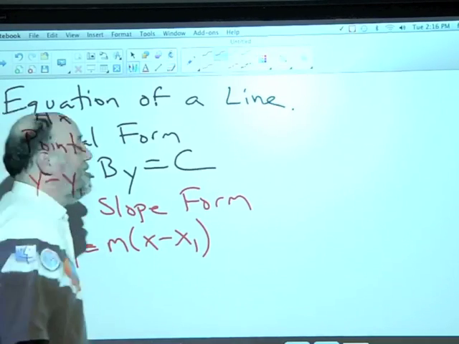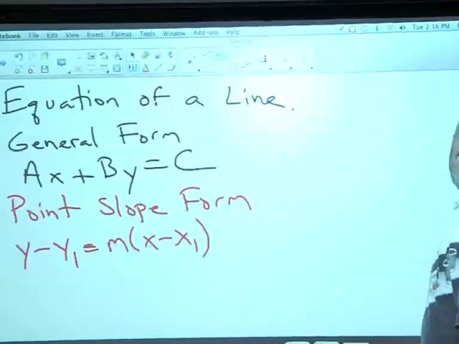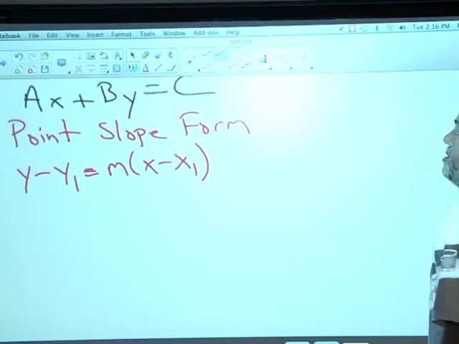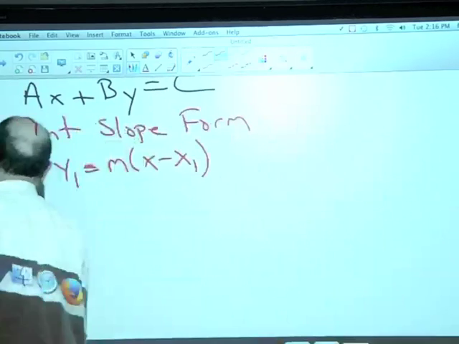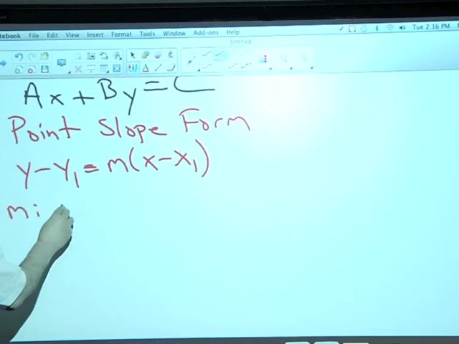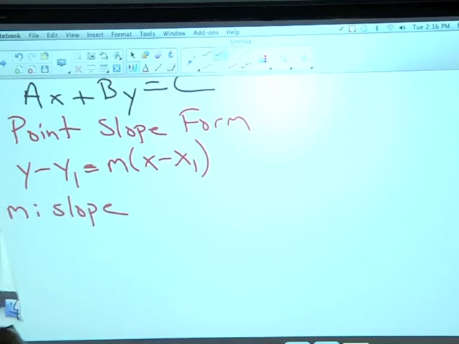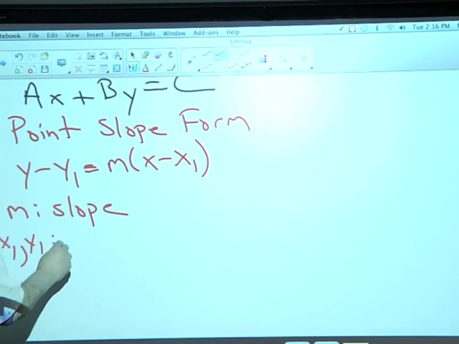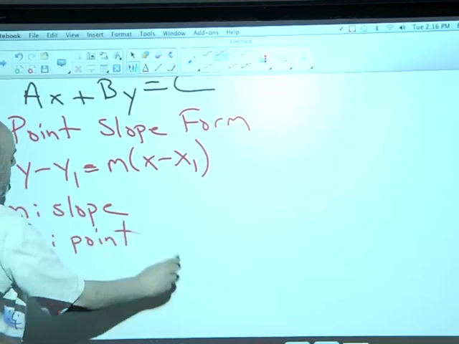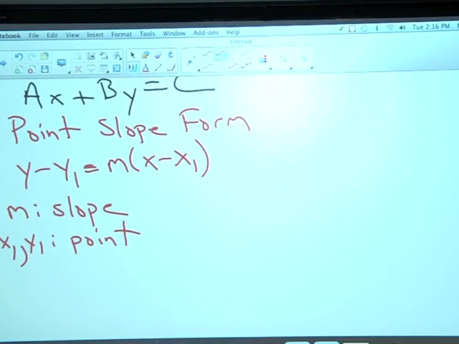When the equation is in this form, we have that the m is the slope. And then x1, y1, that is the point. Okay. That's M, slope. Cool, gotcha.